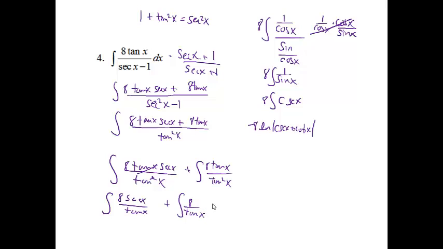And then this one, the second part, if I bring the tangent up top, this would be 8 cotangent x, and the integral of cotangent is natural log of sine. So this will be plus 8 natural log of sine of x. And then I do believe I'm done, except for the plus c.